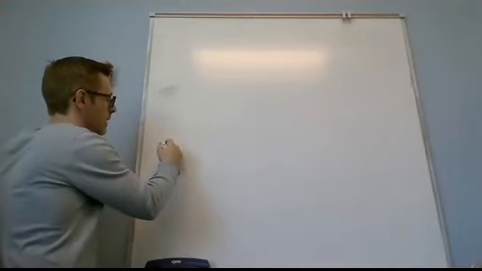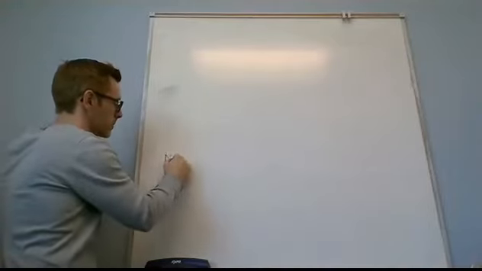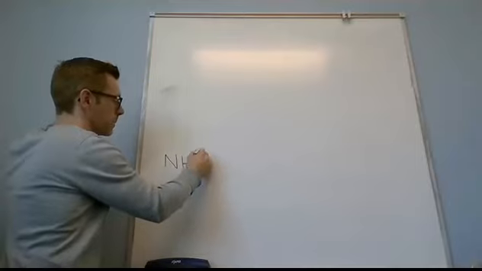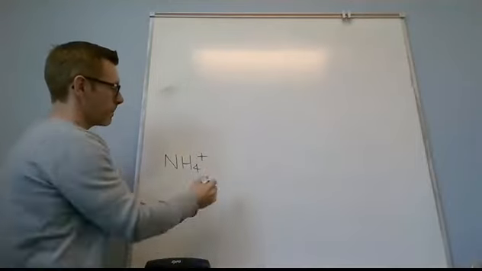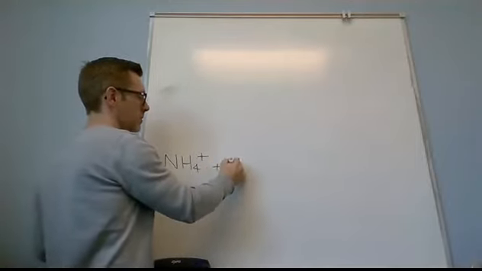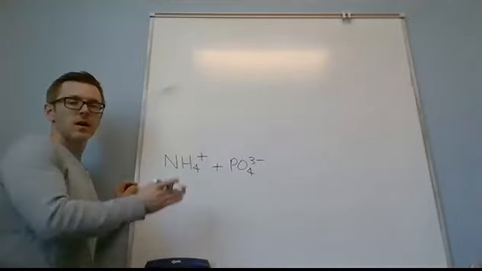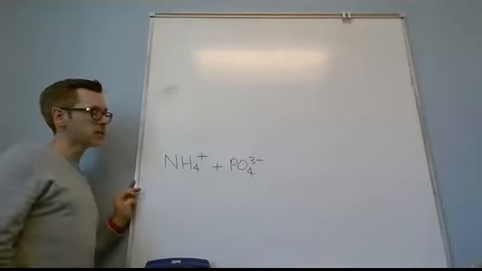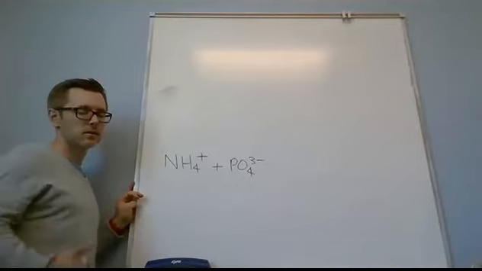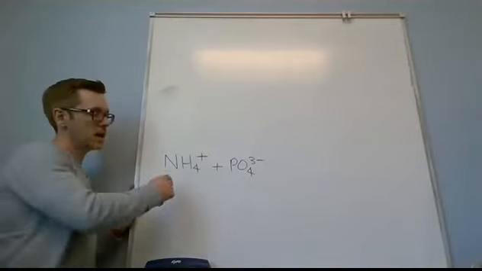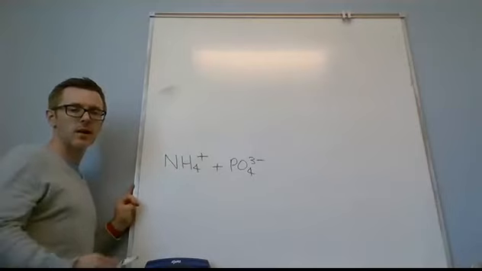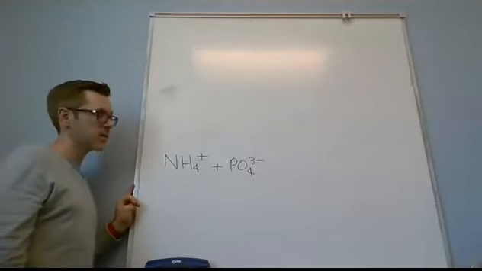What about ammonium and phosphate? These are two polyatomic ions that you would find in a generic table of polyatomic ions, and I'd expect that you'd know these as a Chem 65 student.